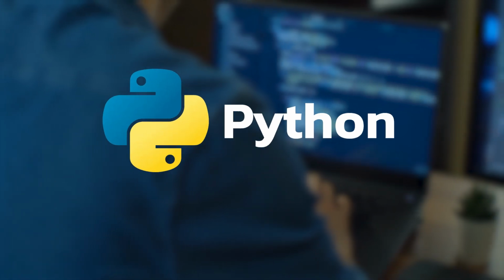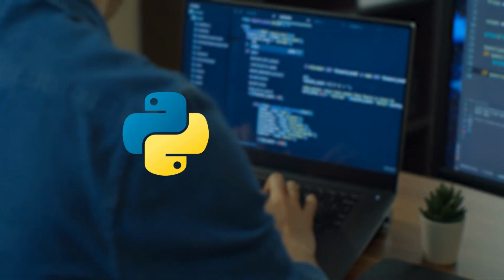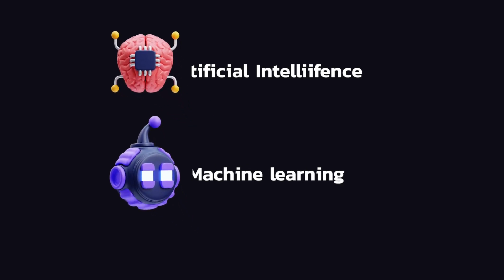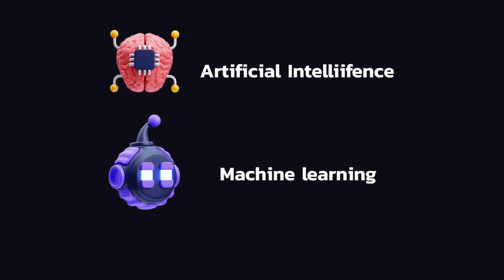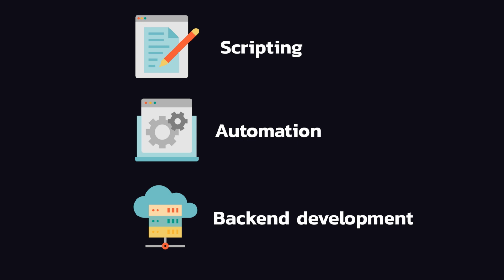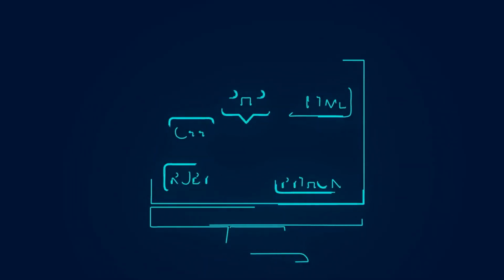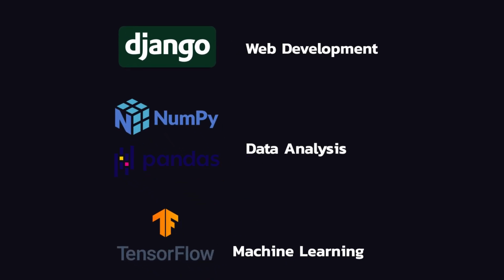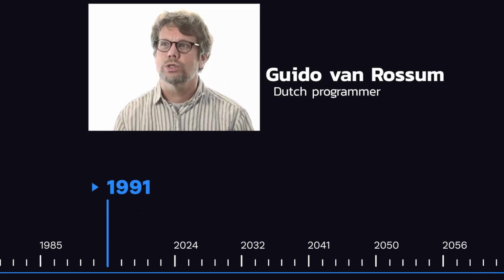Python is the most popular programming language in the world because of its simple and beginner-friendly syntax. It's the language of choice for artificial intelligence and machine learning, but also heavily used in scripting, automation, and back-end development. It has many frameworks and libraries including Django for web development, NumPy and Pandas for data analysis, and TensorFlow for machine learning. Python was created by Guido van Rossum and first released in 1991.